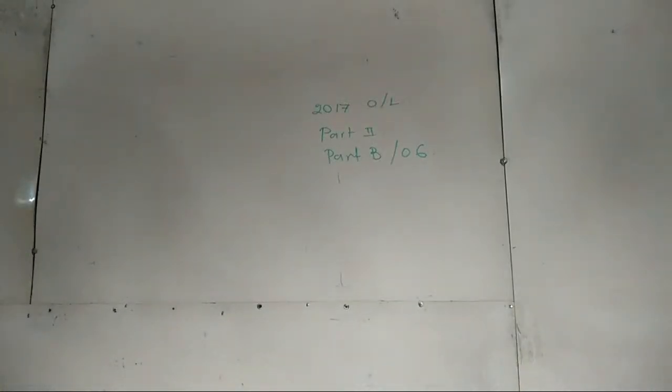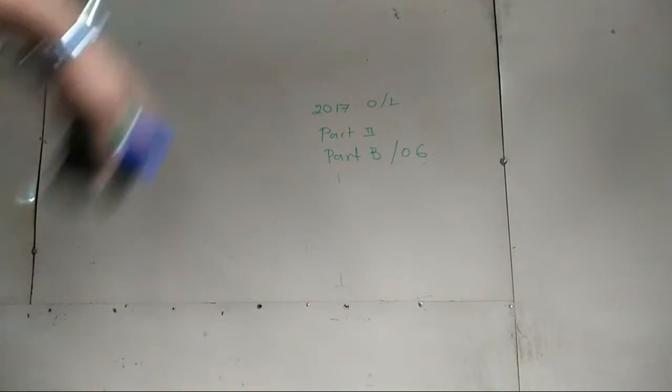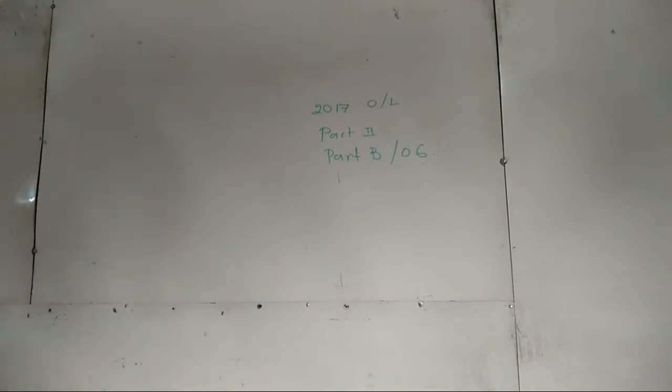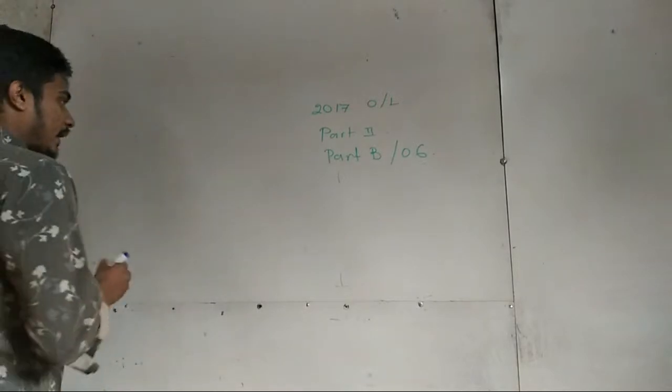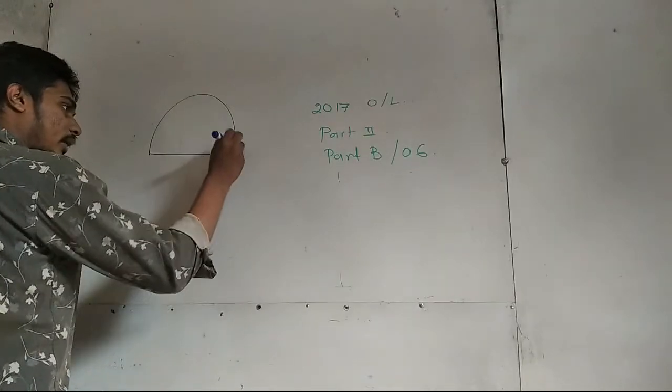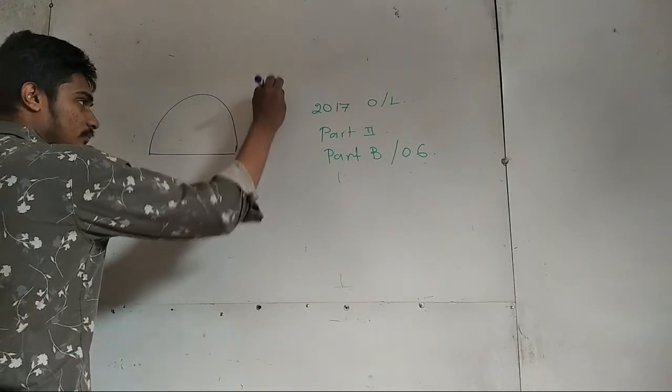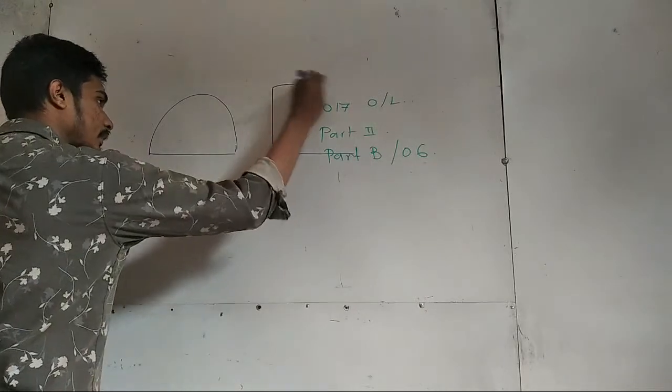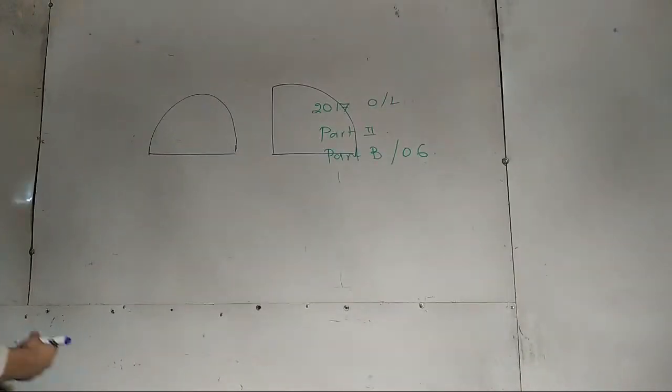Right. People online, please do 2017 O level part 2, part B, problem number 6. Okay. So they have given you a diagram. I mean they have given you a semicircle and also they have given you a quarter circle. You have to build the simultaneous quadratic equation to solve it.